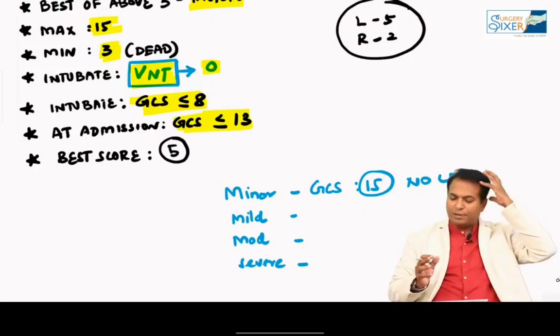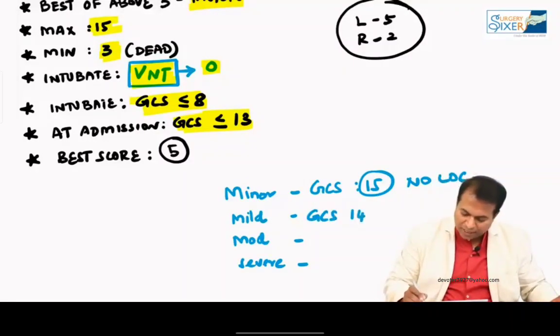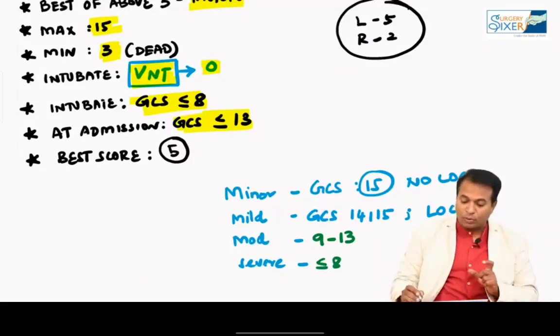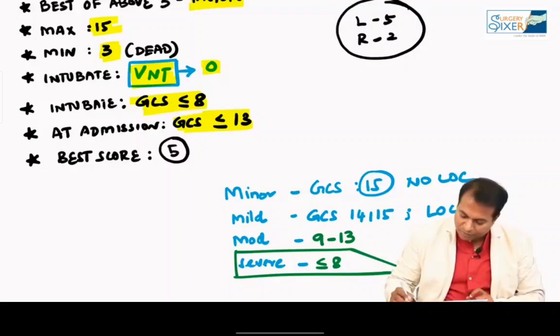Just he is having a head injury, no LOC, GCS is 15. GCS 14 or 15 with LOC plus is mild. 9 to 13 is moderate, and less than or equal to 8 is severe. Now you can understand why I told you intubation. Intubation is done for severe head injury cases.